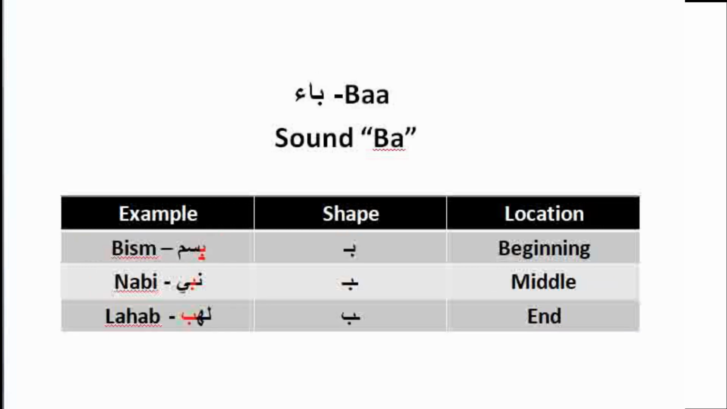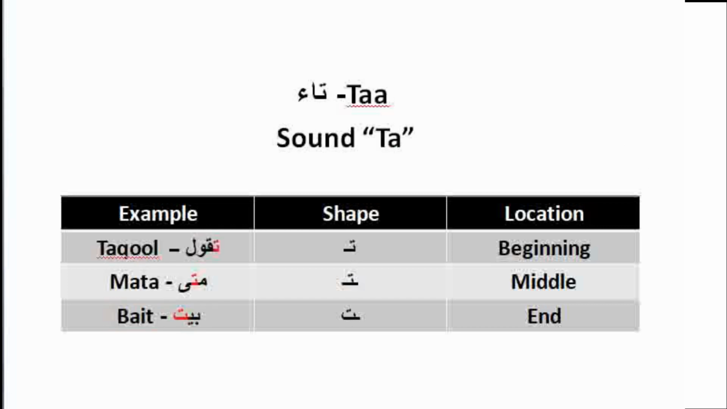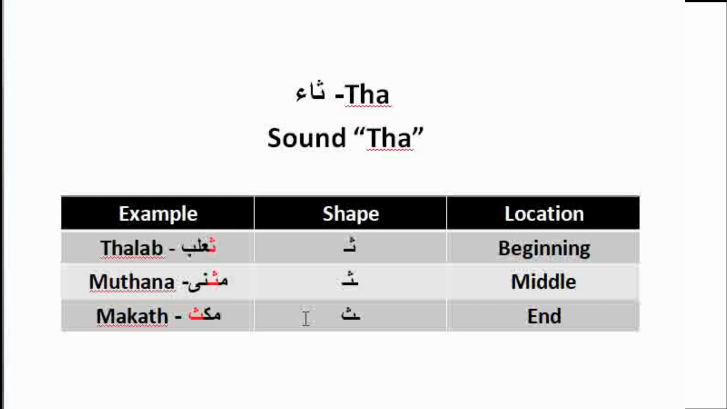The second letter is Ba, which gives us the B sound, ba, and we saw some examples of how the letter is written in the beginning, in the middle, at the end. And the third letter is Ta, which gives us the T sound. Now, I recommend everyone who hadn't watched the first video to go back and watch it, and then come back and watch this one. Now we will continue with the fourth letter in Arabic, which is the Tha letter.